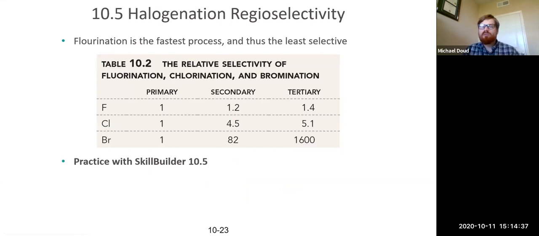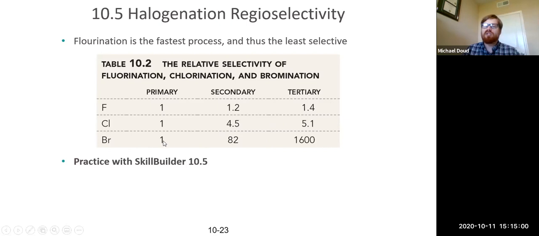So fluorination, we already mentioned this, it's the fastest process. It doesn't really select for each primary, it's going to fluorinate 1.2 of the secondary and 1.4 of the tertiary. That's why we don't really use it. Chlorine's intermediate, so it can be useful in certain scenarios where, for example, maybe it doesn't matter which position you chlorinate, so you can just use chlorine.